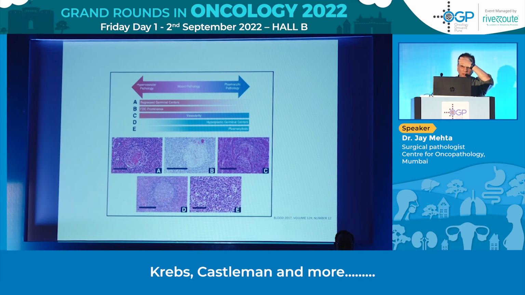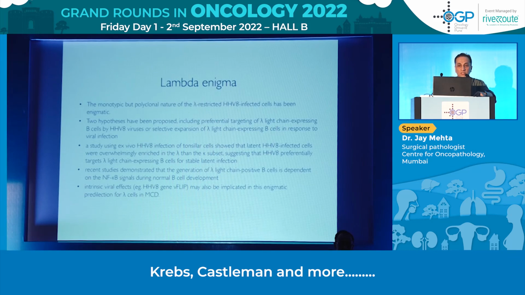And this is a nice paper in Blood which actually shows you images, starting from the left side, the A shows you regressed germinal centers, FDC prominence, increased vascularity, and then when you have hyperplastic germinal centers with plasmacytosis, they've given a whole bunch of pictures on this. If you want to see them, it's a good paper in Blood 2017.